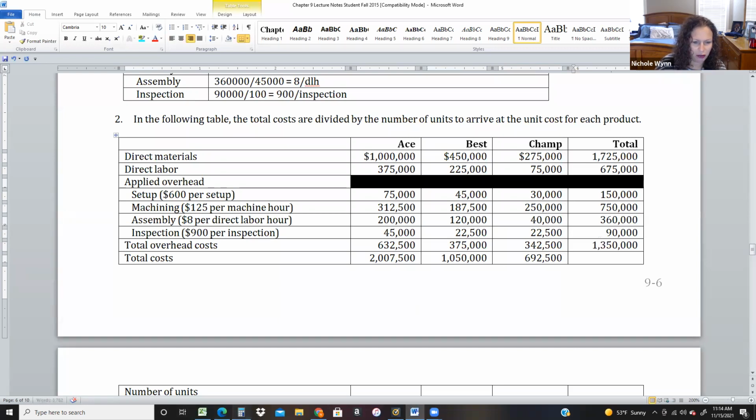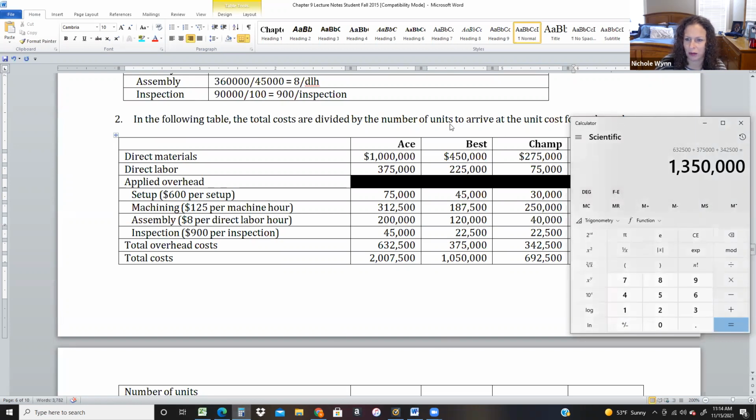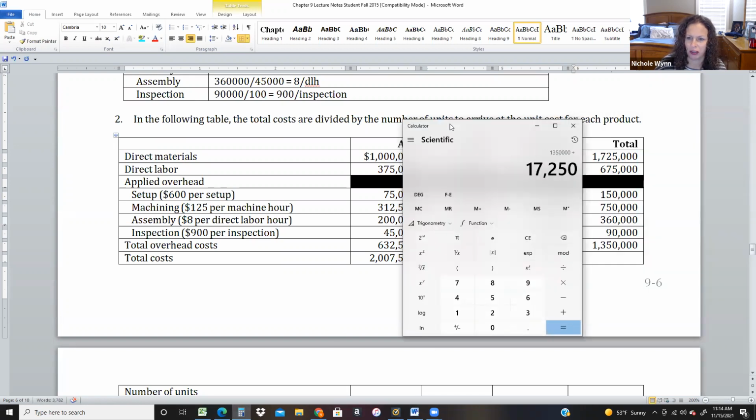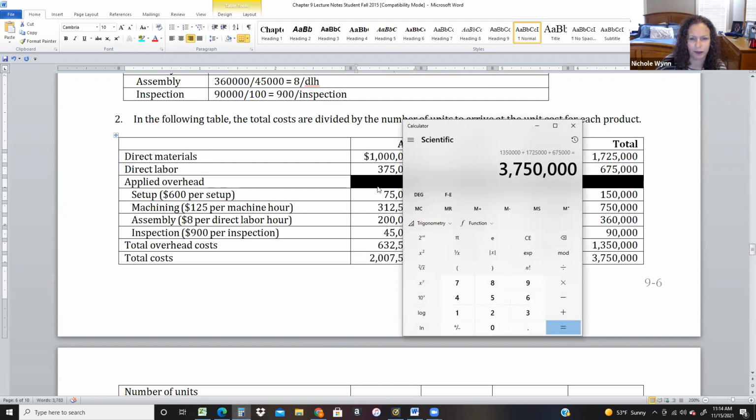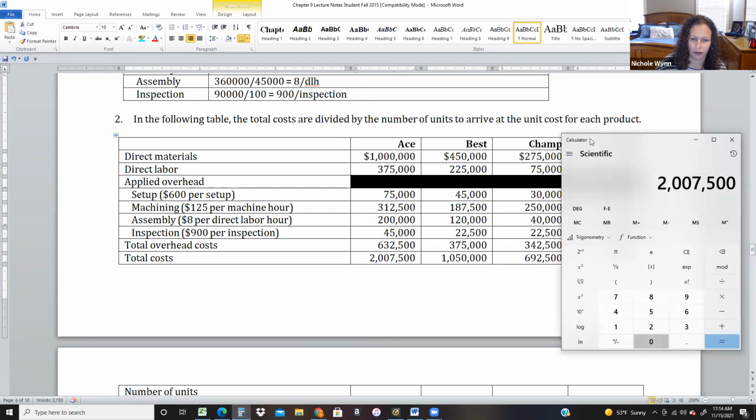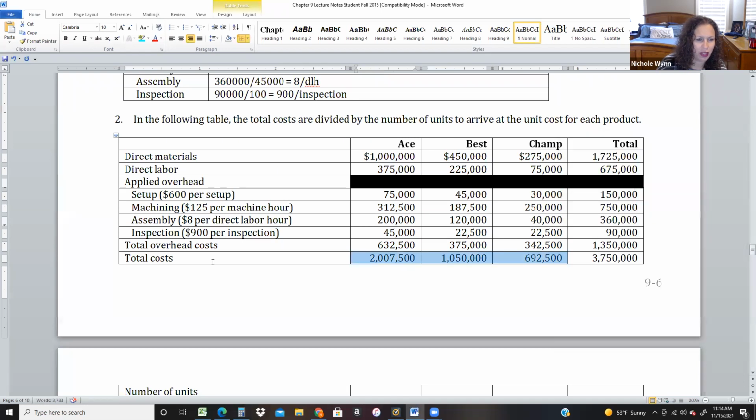And then total cost would be 1,350,000 plus the direct material and direct labor, 3,750,000, which that number is familiar from before. That's still the total cost, just like before. If I add up these three, it should also be 3,750,000. So 3,750,000. Now I kind of want to know, I guess it's on the next page.